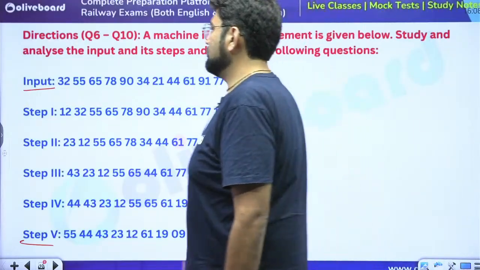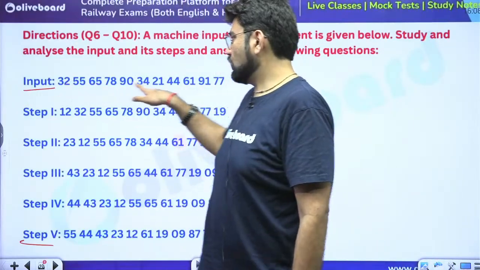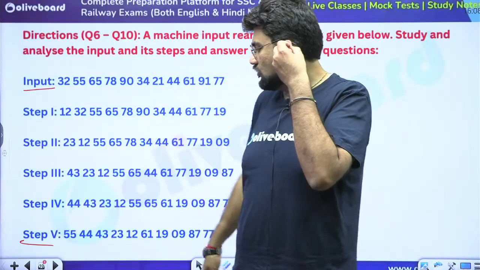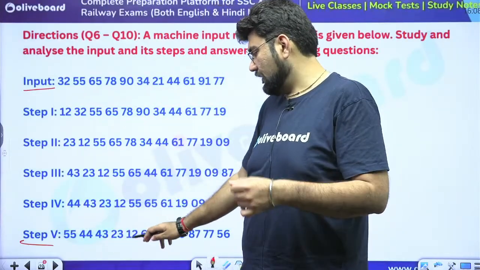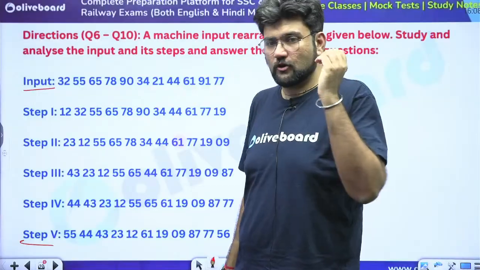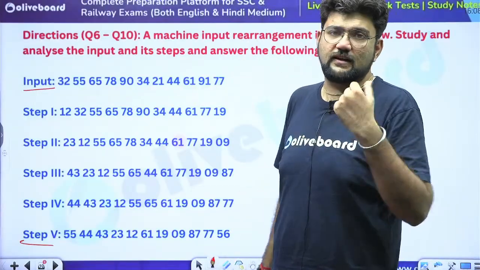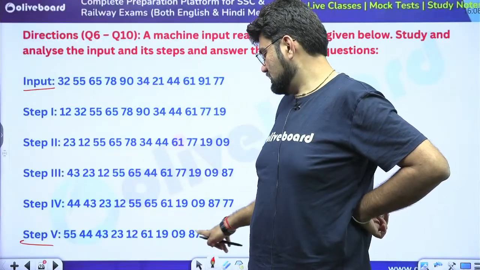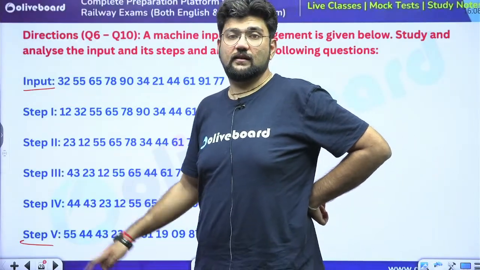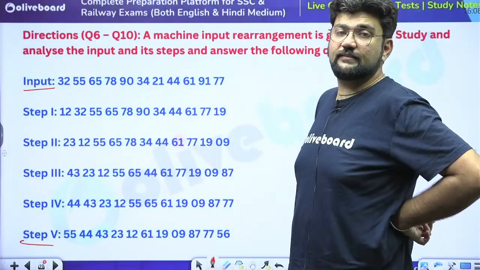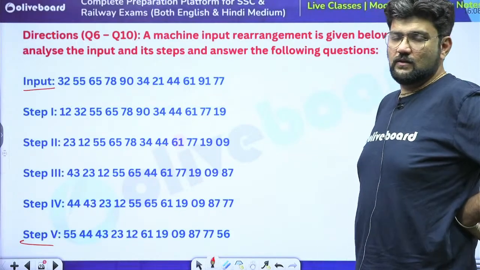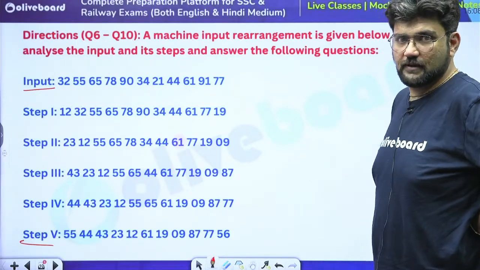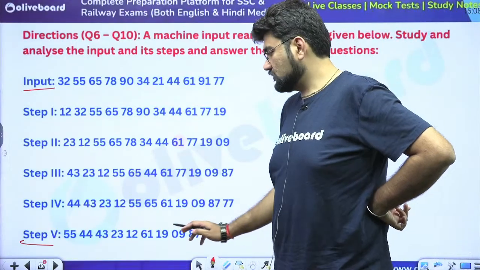First thing you see is the input line and the output line together, and you try to figure out what exactly is happening. You see 55, 44, 43, 23, 12. The first thing that comes to mind is that it is probably being arranged in descending order. But just compare all the numbers here and here. You will see a lot of numbers are not even there. Some of them are there, some are not, and there are new numbers. So this is not simple ascending or descending order. Something else is happening.